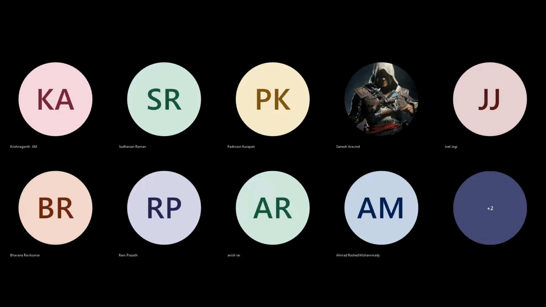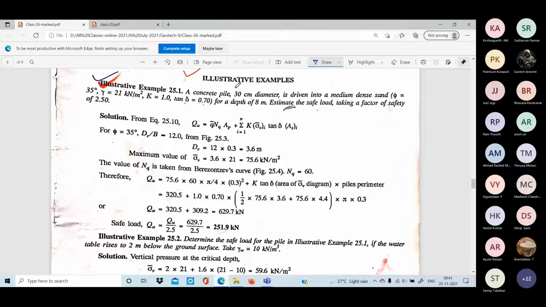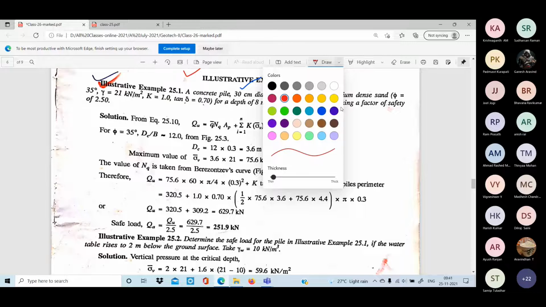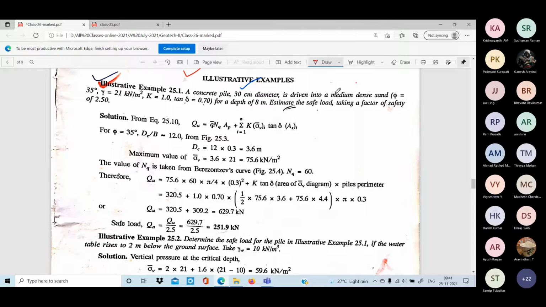So what I'm trying to tell you is everything is given here. Pile diameter is given. And what else is given? Phi is given, unit weight is given, k is given, directly tan delta is given. Depth also given. So critical depth first we have to find out. That means this is 8 meters suppose.